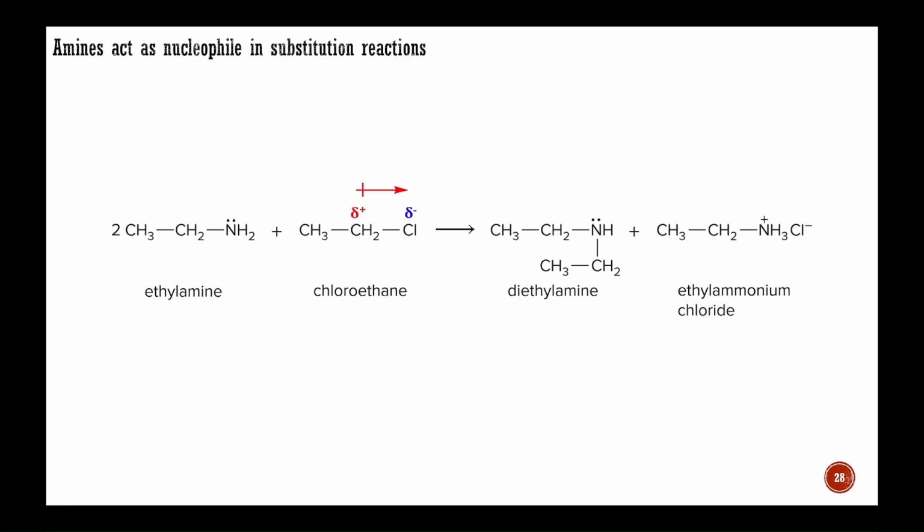Amines use their lone pair of electrons to attack the partially positive carbon in an alkyl halide, displacing the halide ion and forming a larger amine. Note that this reaction requires two molecules of amine. One attacks the chloroethane, while the other binds to the released hydrogen ion, preventing it from remaining on the diethylamine product.